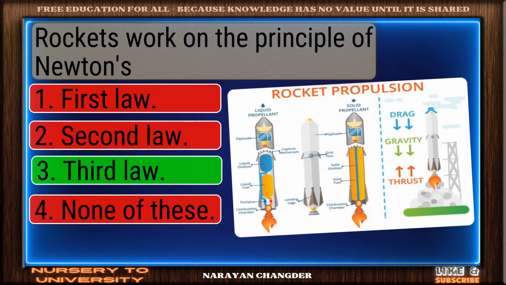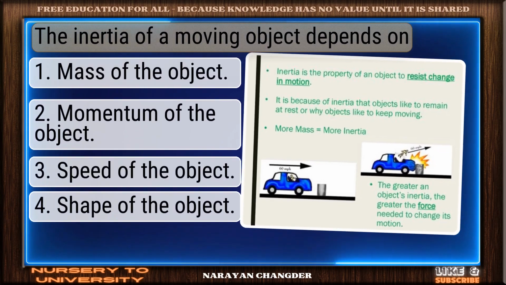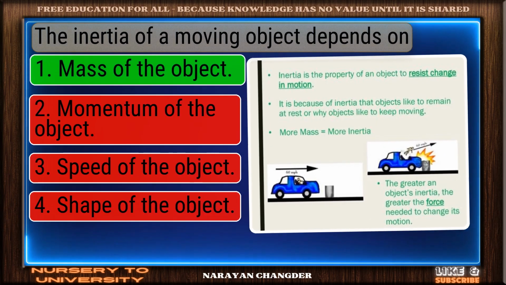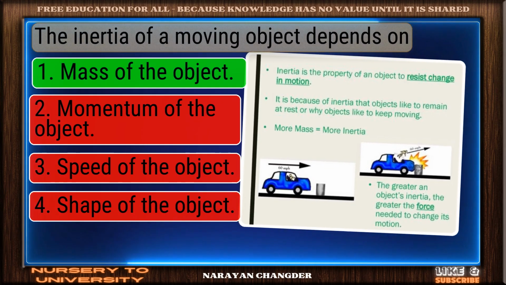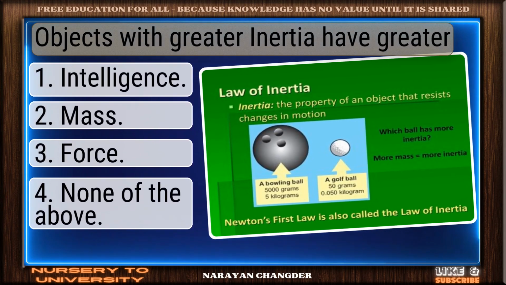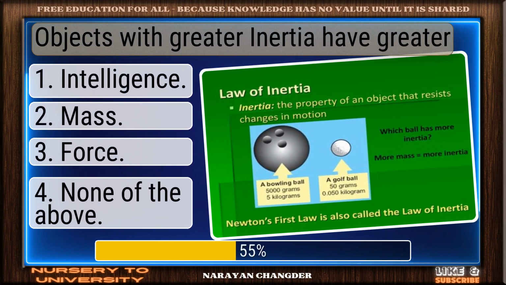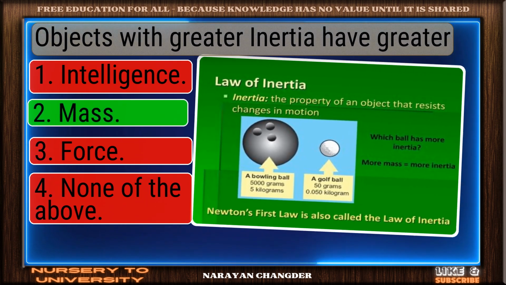Bravo. Third law is the answer. Question number 208. The inertia of a moving object depends on. Exactly. Mass of the object makes sense, and it is the right choice. Question number 209. Objects with greater inertia have greater. Excellent choice. Mass is the right answer.